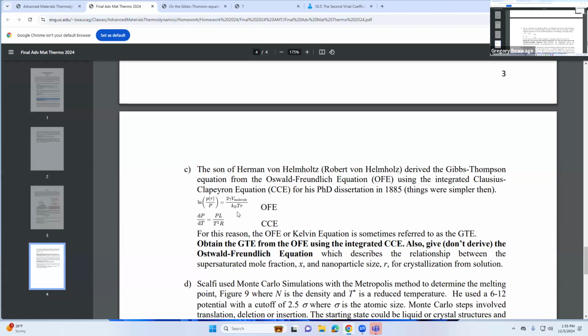So that's what this guy did for his PhD dissertation. It's kind of easy to do, I guess, but there must have been more to it than that. Basically that's what it said in some book. So for this reason, Kelvin equations obtaining: do what I just did, and then give the Ostwald-Freundlich.